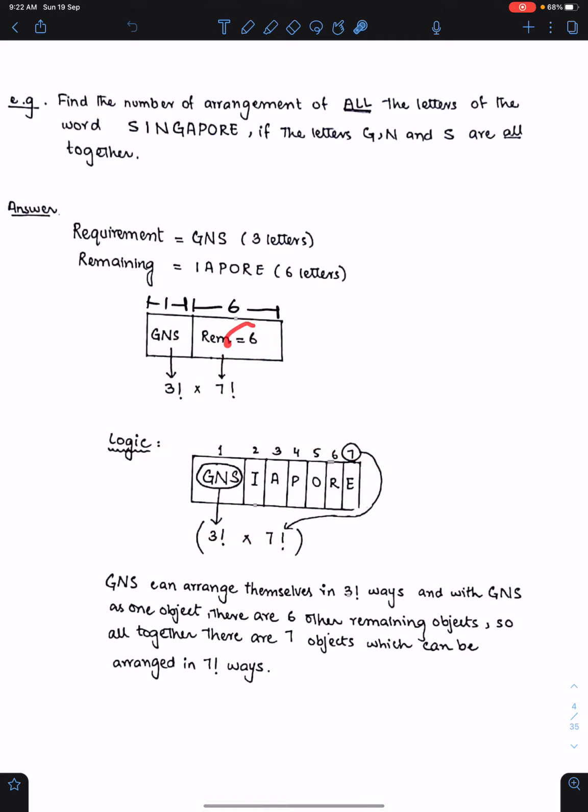See, remaining objects are 6. So 1, 2, 3, 4, 5, 6. We have 6 blocks here, or 6 boxes here, and this is 1 box. So altogether we have 7 boxes, and all objects can arrange themselves in any of these 7 boxes. So that is why we have 7 factorial here.